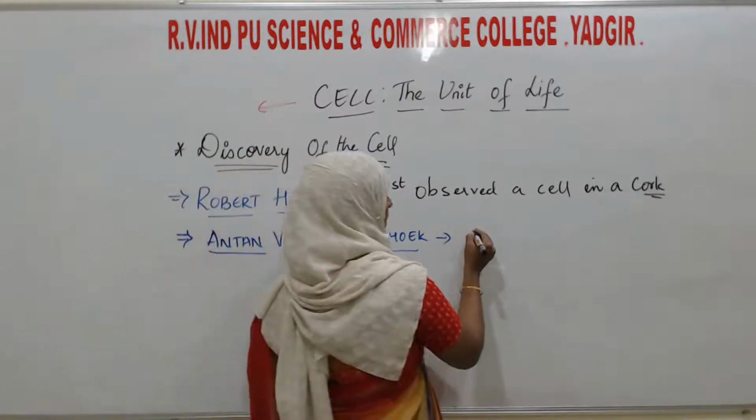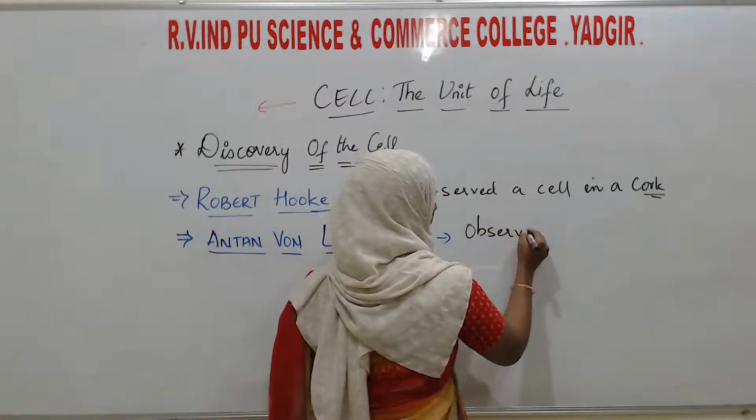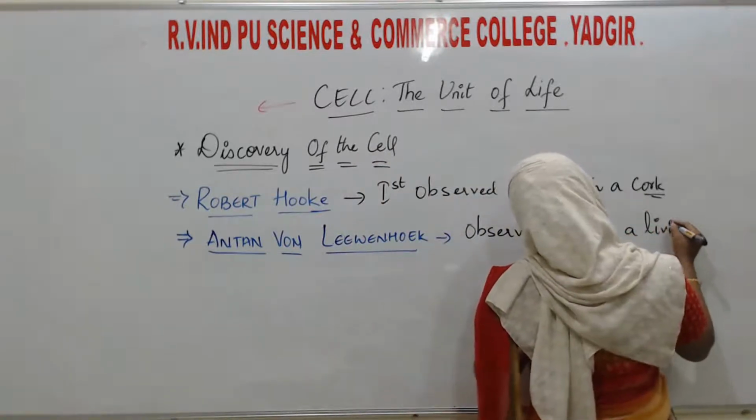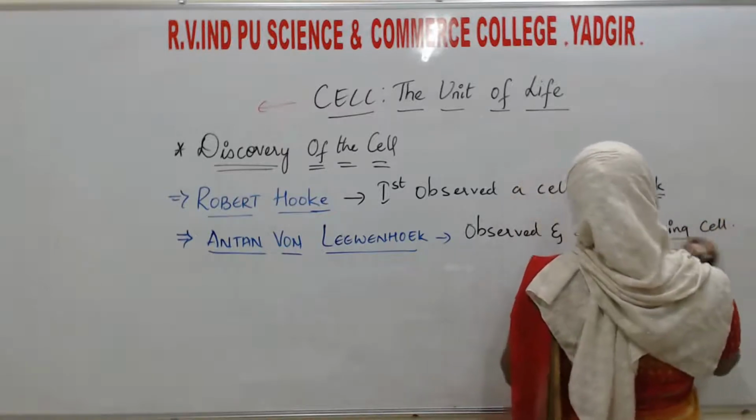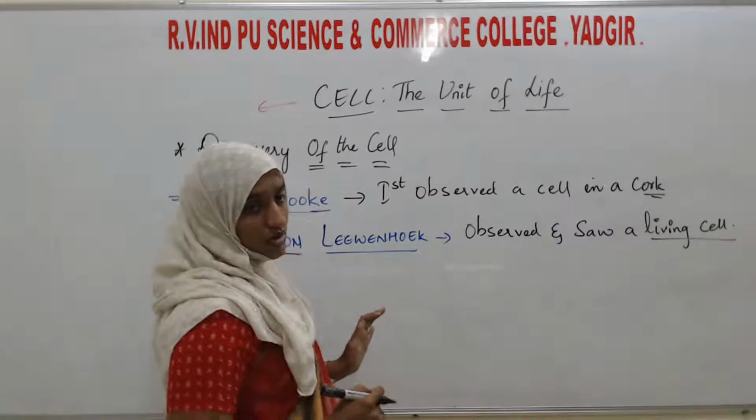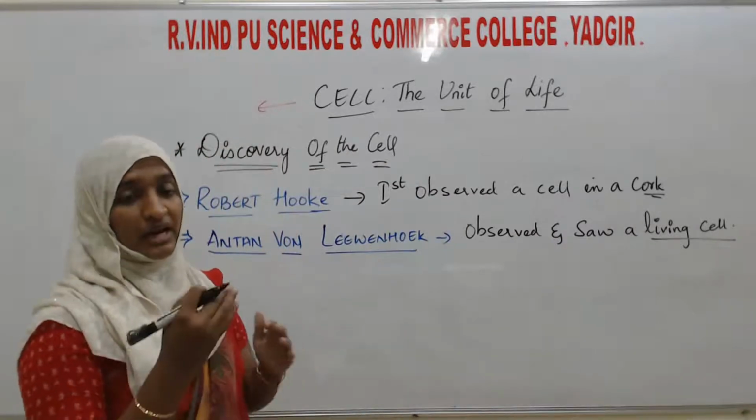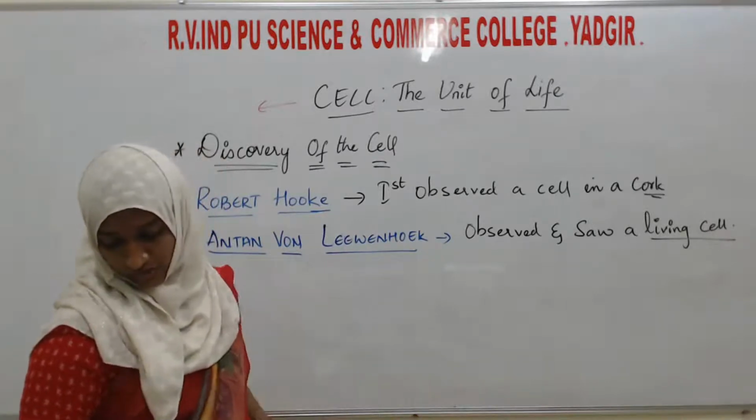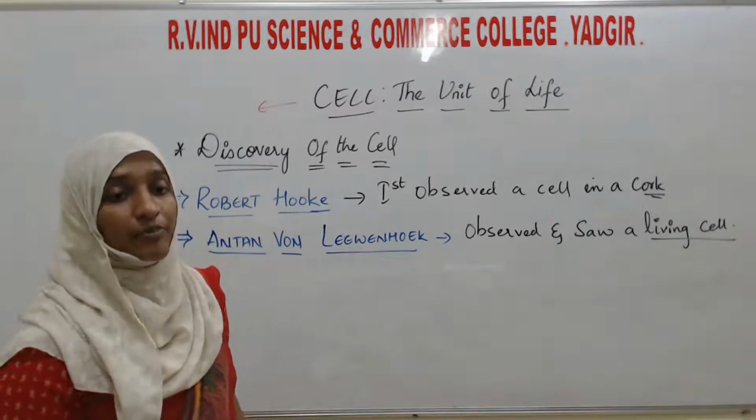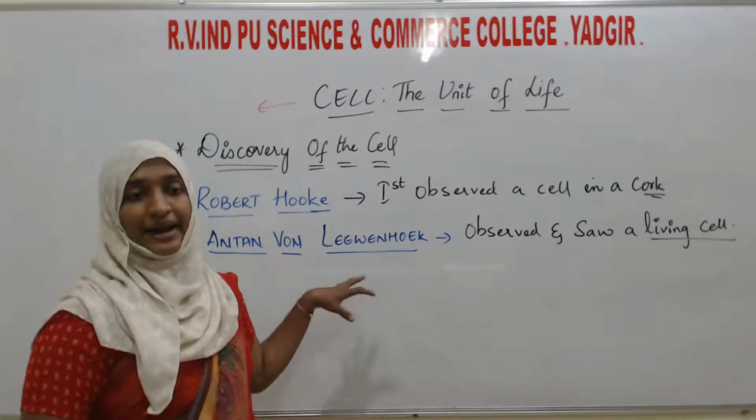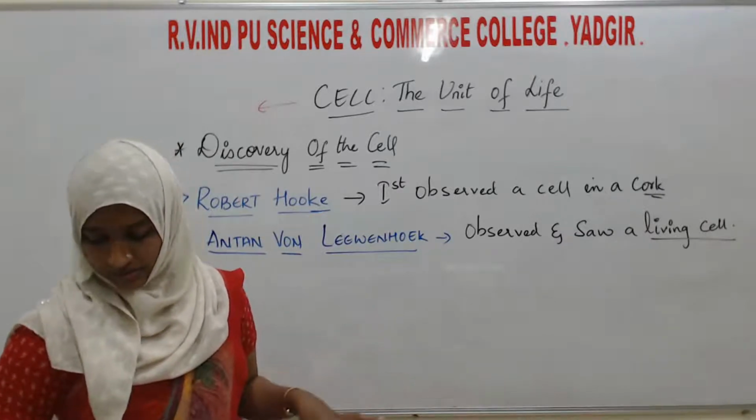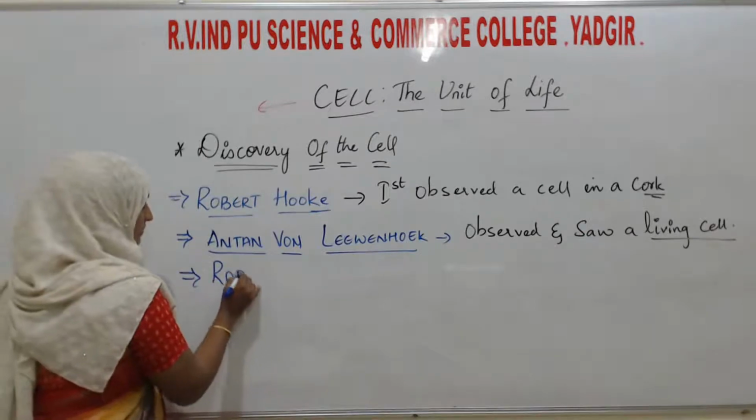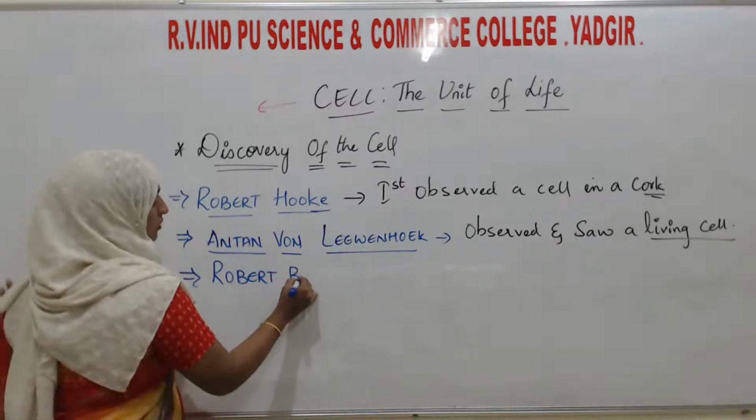Observed and saw a living cell. Only the cell, that is Robert Hooke, but who said that the cell is living? There are certain components in the cell. Who said that is Anton van Leeuwenhoek. And the third person is Robert Brown. Here some more persons added to the discovery of the cell, and the name is Robert Brown.